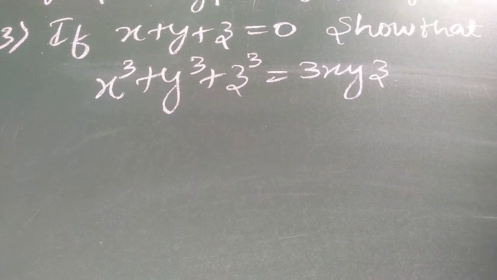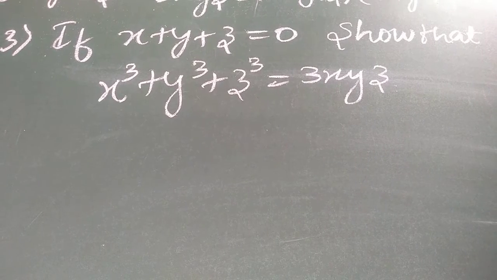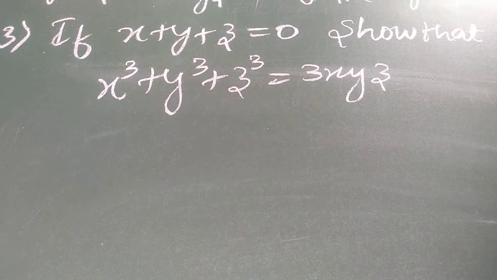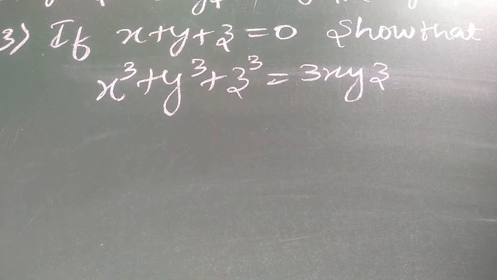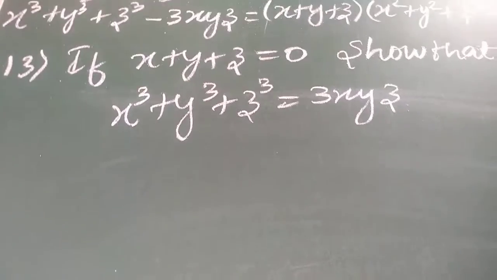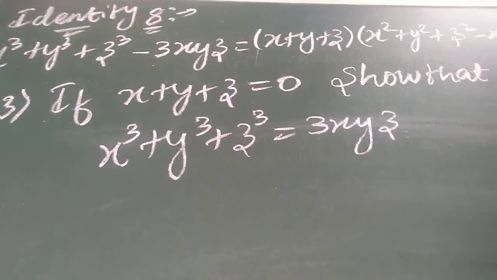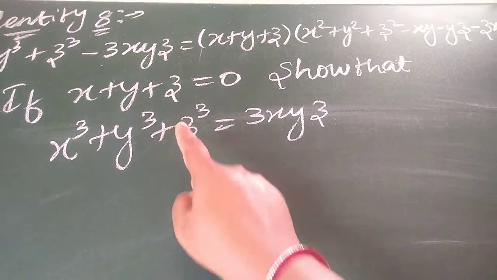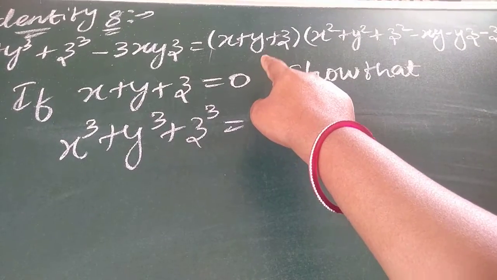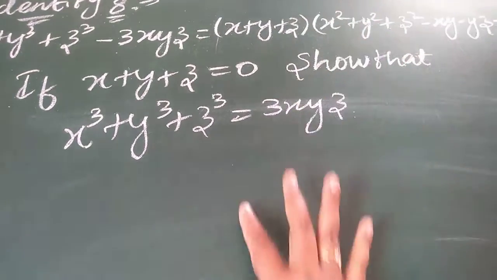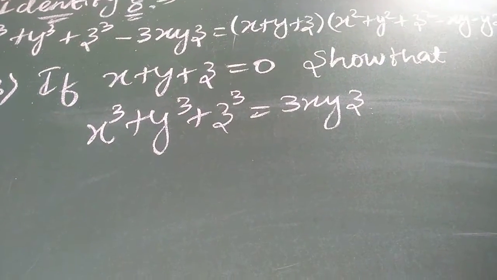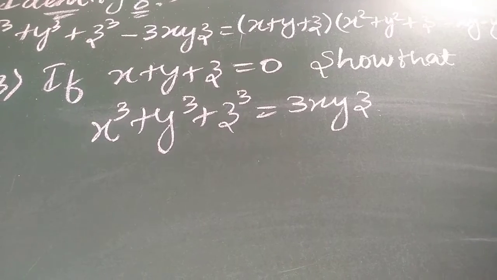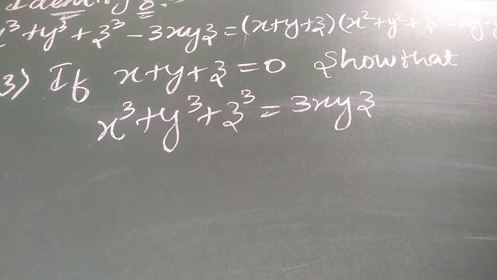13th question. The sum is very simple, children. They have given that if x plus y plus z is 0, you have to show that x cube plus y cube plus z cube is equal to 3xyz. So this question matches with my identity number 8. Hence I should write my identity first and then write x plus y plus z as 0. As we know, 0 into anything is 0, so only the LHS will remain. After that I will shift minus 3xyz to the RHS. It will become plus 3xyz.